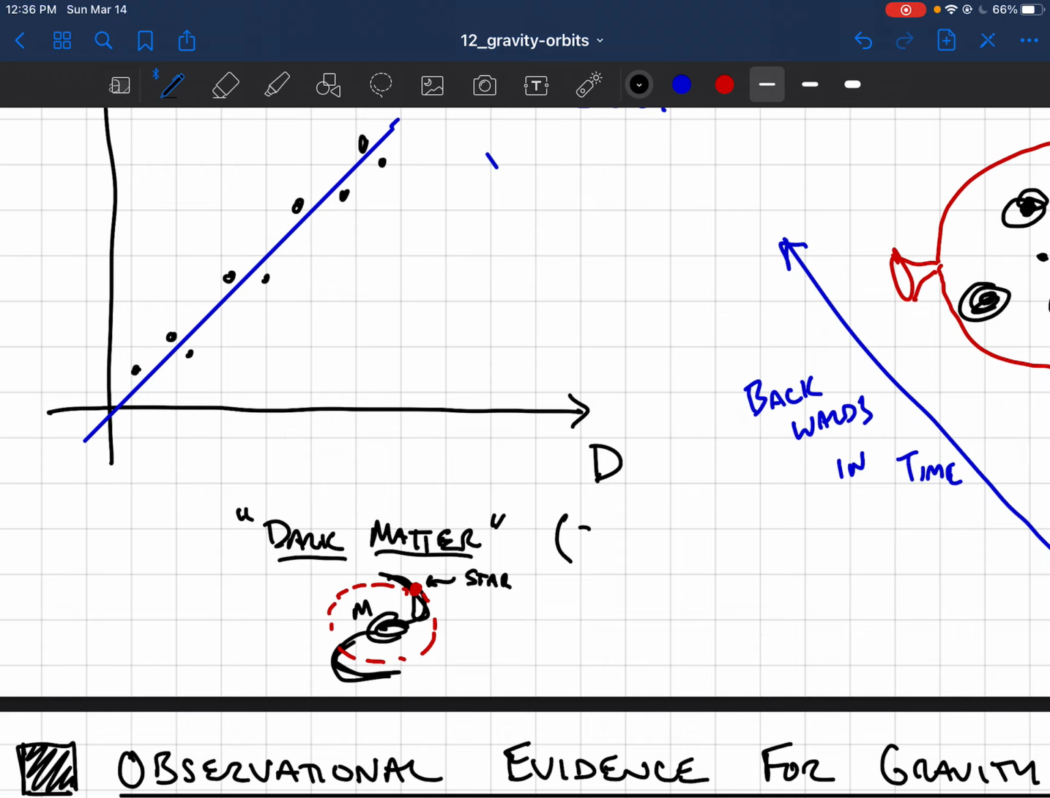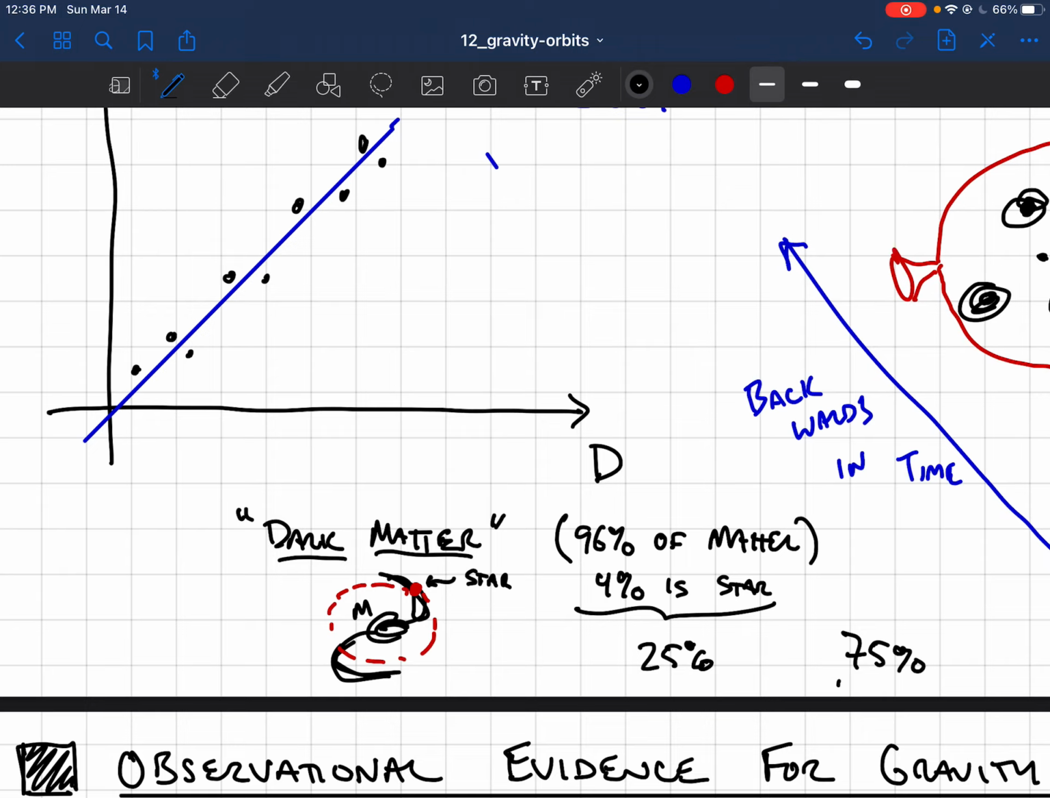So it turns out that dark matter is something like 96% of matter. So 4% is stars and galaxies and baseballs, things that we understand. 96% is dark matter. And then dark energy, so this is only 25% of the mass and energy in the entire universe. The rest of it, 75%, is dark energy.